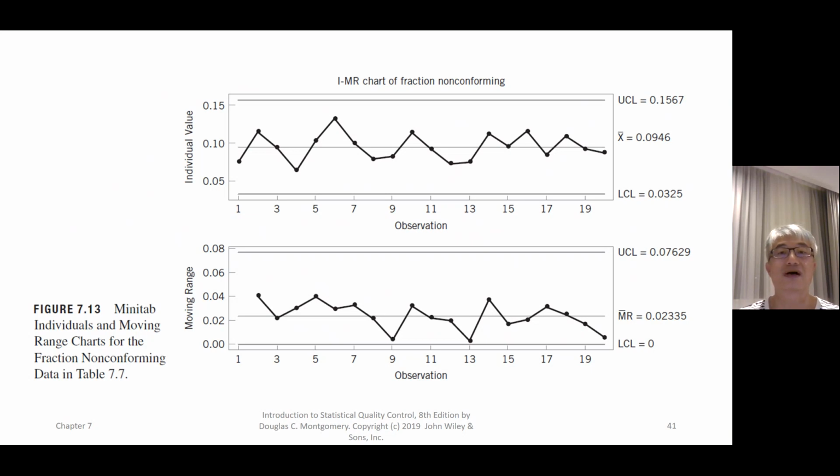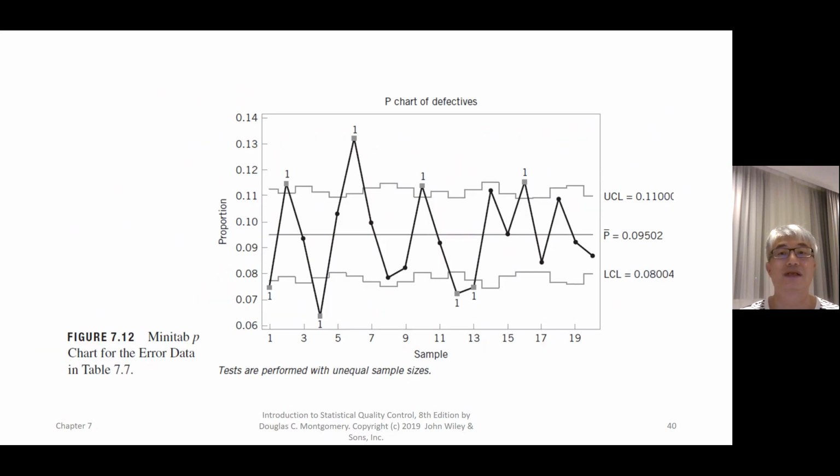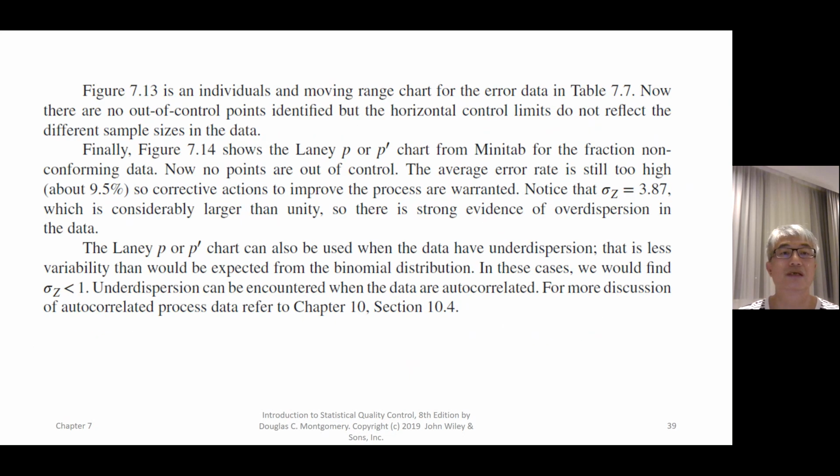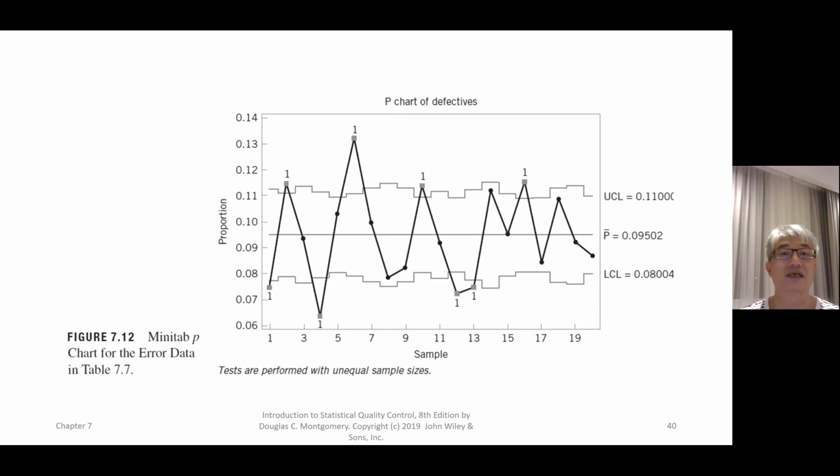Yeah, it's just quite high. Then corrective actions to improve the process are necessary. So sigma z of 3.87 is considerably larger than unity. So there is quite strong evidence of over dispersion in this data set.